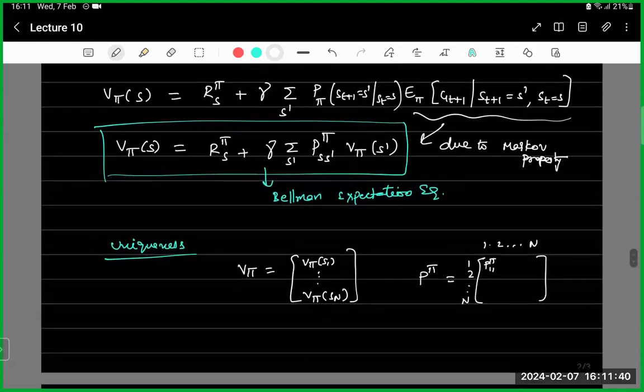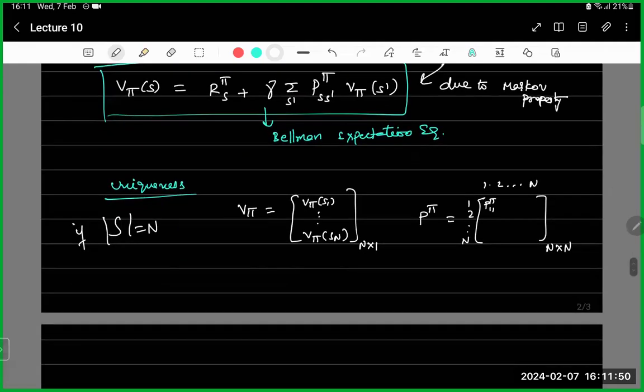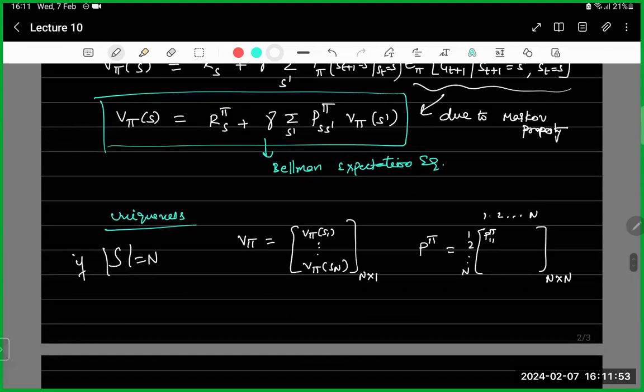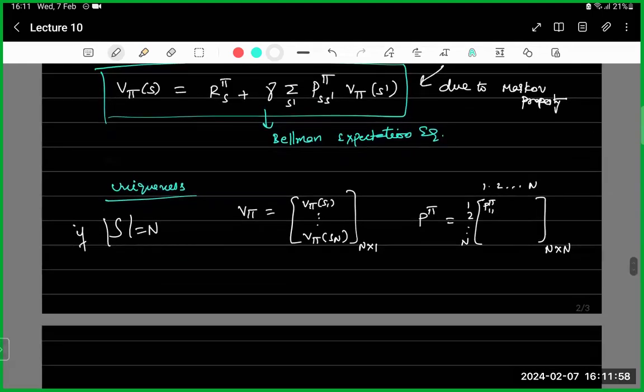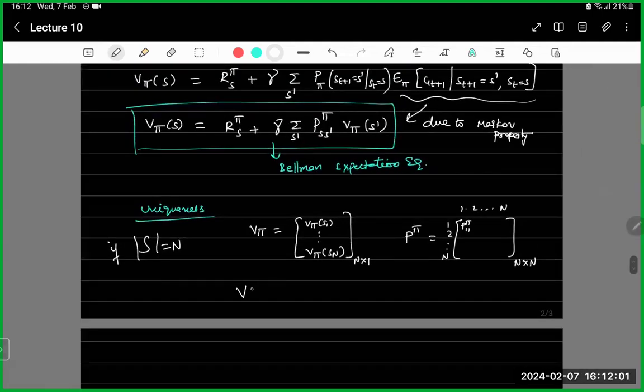So V pi is a vector of n cross 1. This is a matrix of n cross n if there are n states. So if you just try to write this using this notation, the vector set of equations will look the following: V pi equal to R pi. R pi also I'll write as a vector, because for every state I have a R pi of S. So R pi is also a column vector plus gamma times.